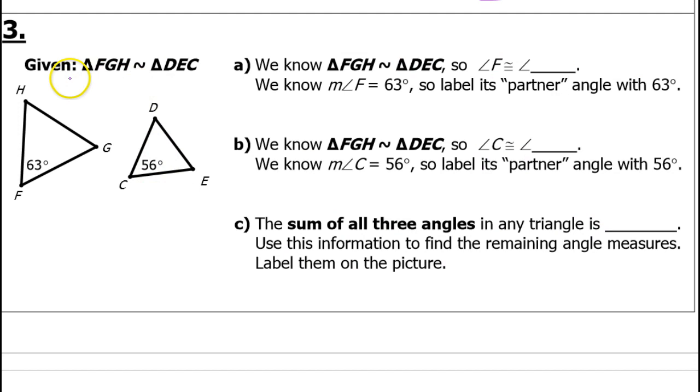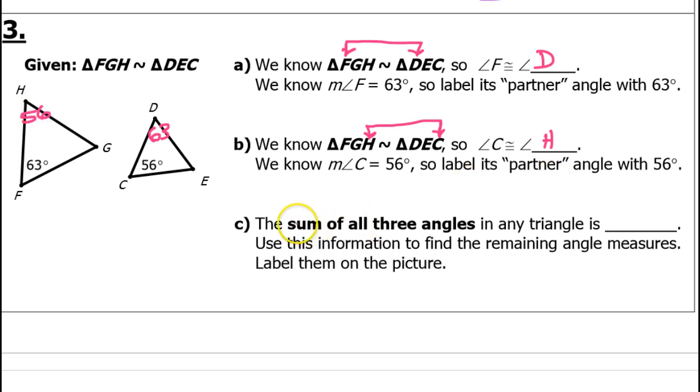So looking at problem number 3, we're given that triangle FGH is similar to triangle DEC. Because we know that, angle F is going to be congruent to angle D, just because of their corresponding place in the similarity statement. Angle F is 63, so angle D is also 63. Similarly, angle C is congruent with angle H because they are corresponding. Angle C is 56, so angle H is also 56.